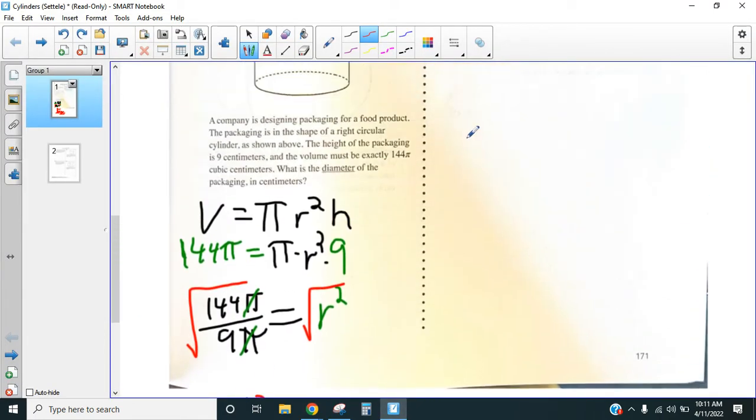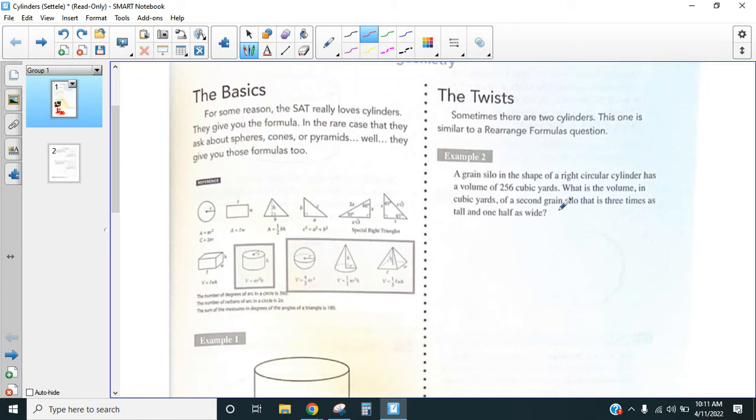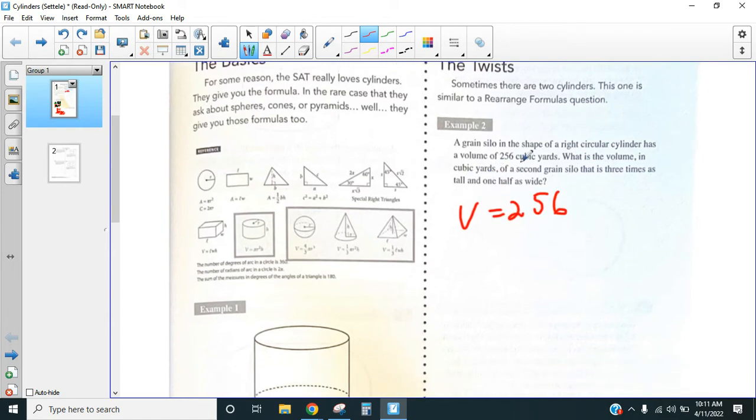Okay, example 2. The twist. Sometimes there are two cylinders. This one is similar to a rearranged formulas question. A grain silo in the shape of a right circular cylinder has a volume of 256. So we got a volume of 256. What's the volume in cubic yards? Same thing. Of a second grain silo that is 3 times as tall and 1/2 as wide.